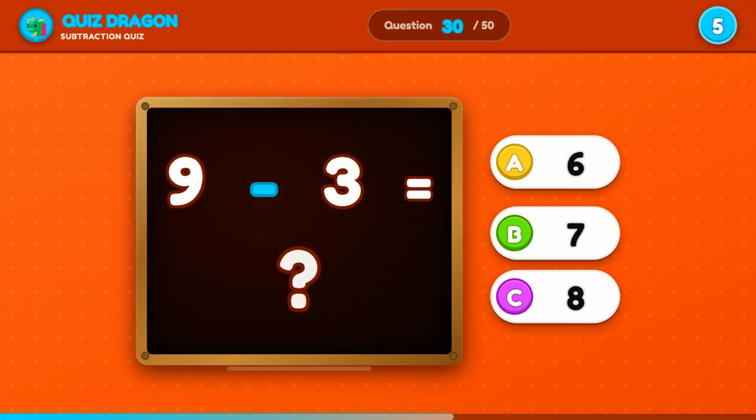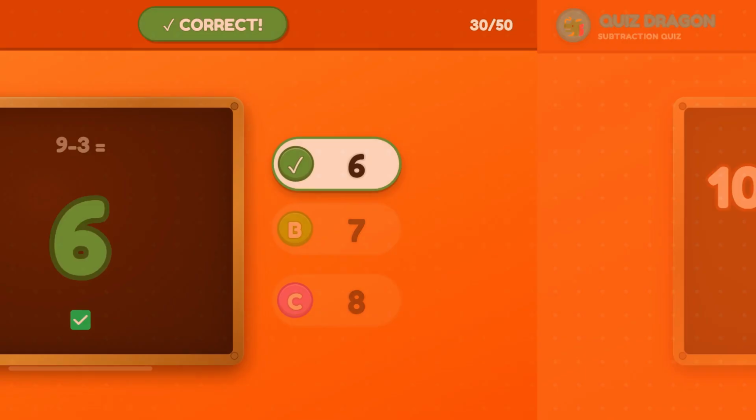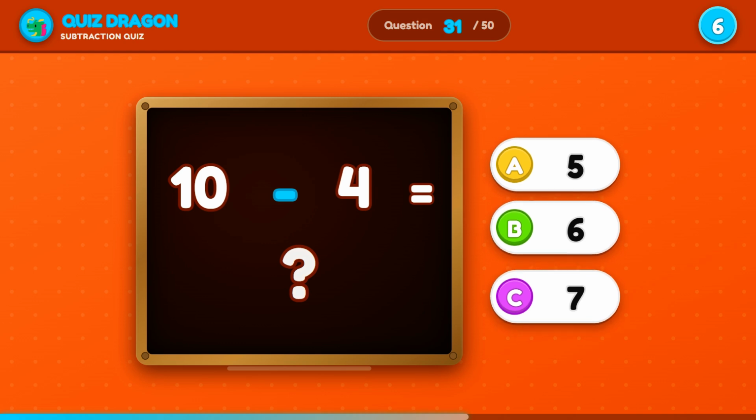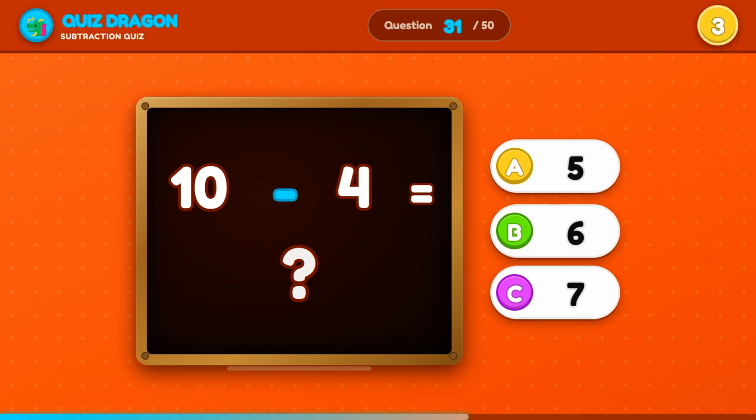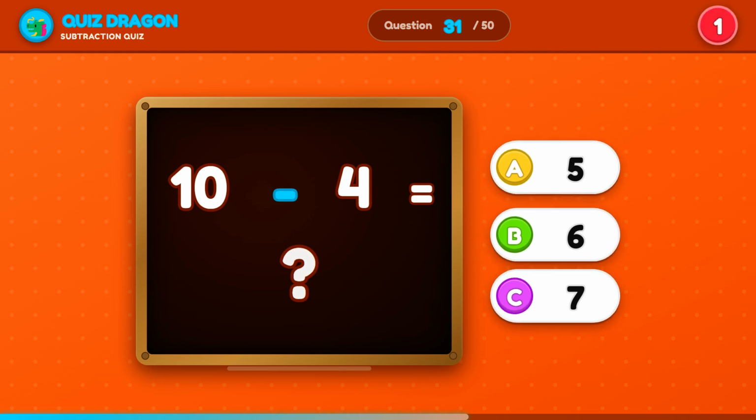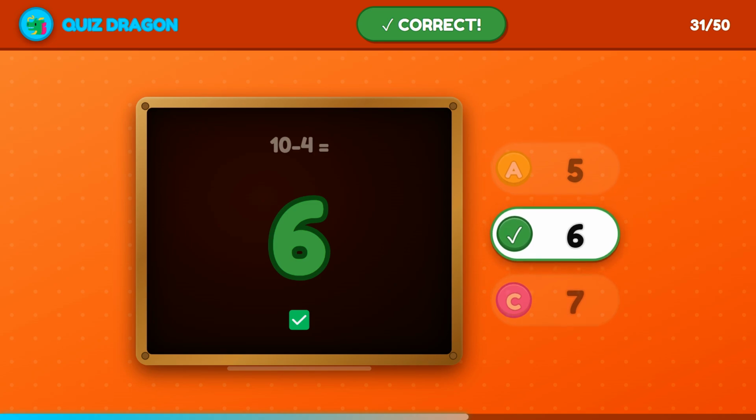Question 30. What is 9 minus 3? The correct answer is A, 6. You are a genius. Question 31. What is 10 minus 4? The correct answer is B, 6.